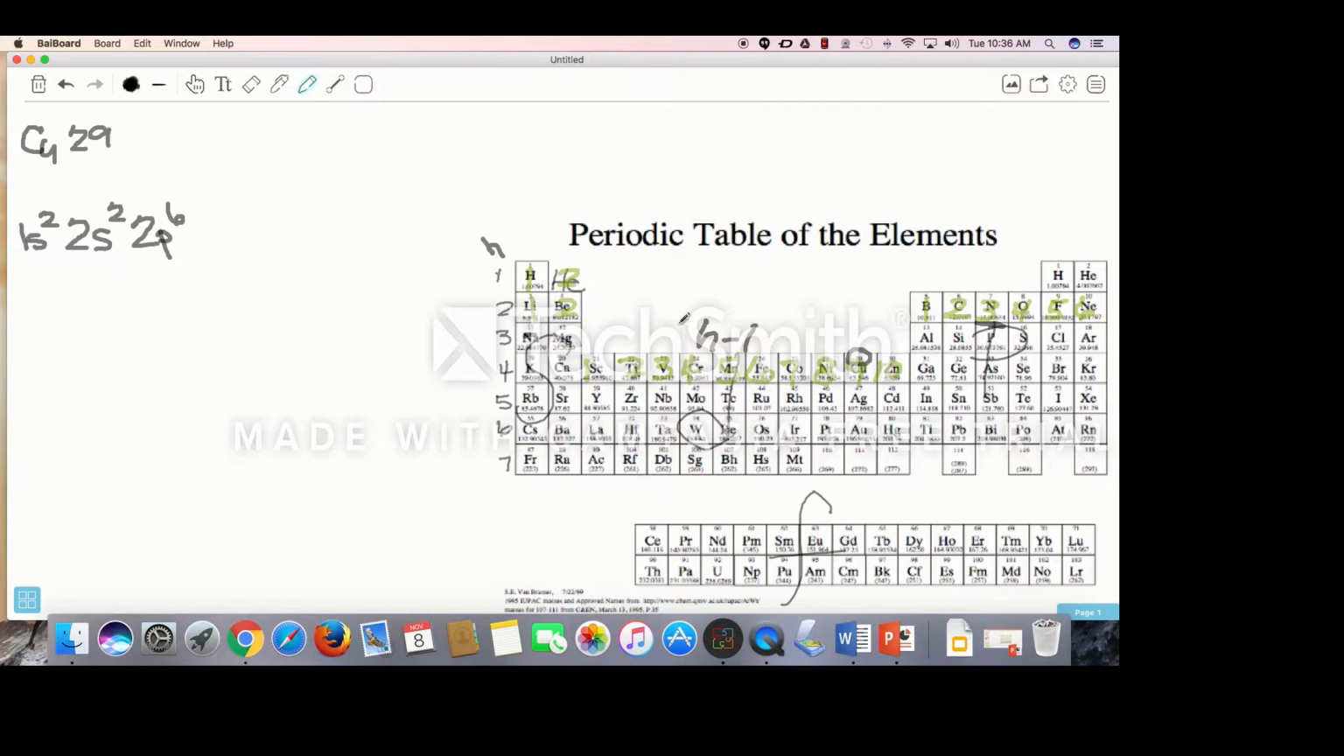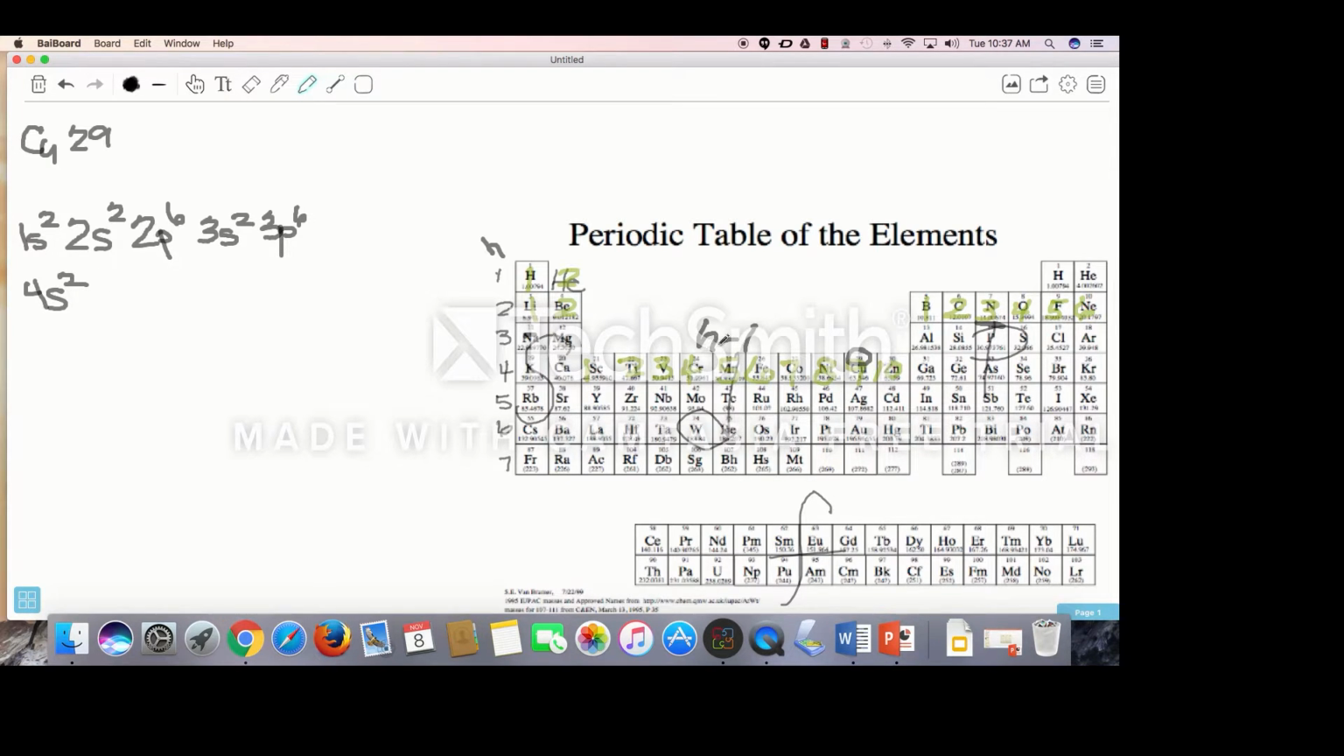After the P sublevel, we're at the end. We now go down to the third energy level, the S sublevel, and 1, 2. After we leave 3s, we move across to 3p, and that's going to be 1, 2, 3, 4, 5, 6. So that gives us 3p6. After 3p6, we move down to the fourth energy level, which is 4, the S sublevel, and then 2, because we have 1, 2.